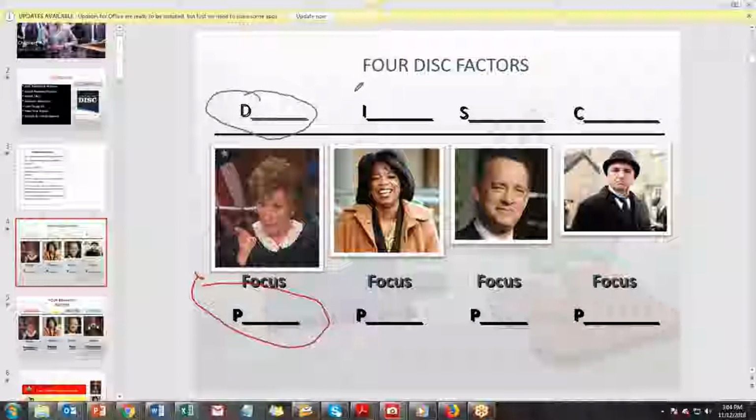Now, how about the I here above Oprah? That's me, an influencer. Right. All right. And what goes in the P block there? I have my notes from last week, so I want to say people. You're right. You win the prize.